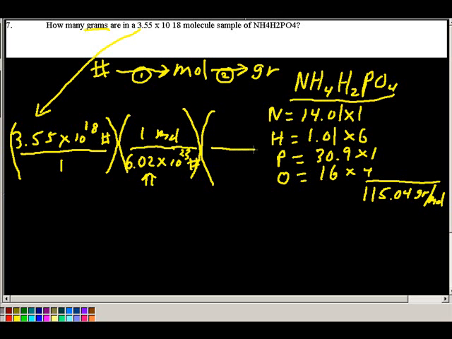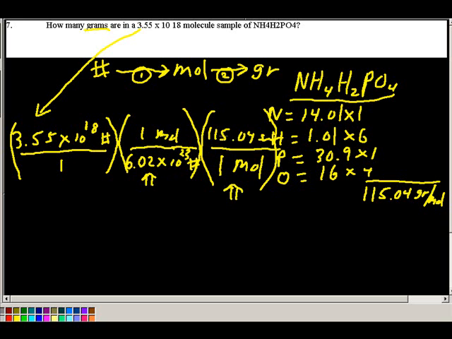So, 1 mole of this weighs 115.04 grams. So notice, this is a unit ratio of moles and grams. This is a unit ratio of number of items to moles. And that's, of course, what we start with.